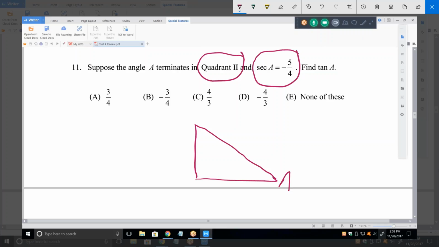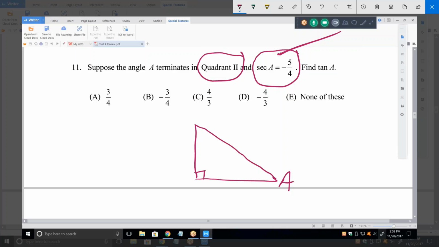Well, this is the angle A. And you draw a right triangle. Now, dimension that right triangle based on this only. Forget this for a moment. Forget the quadrant 2. Just set that aside. You don't need it yet. Dimension the triangle as much as you can based on that information. The secant of A is 5/4.